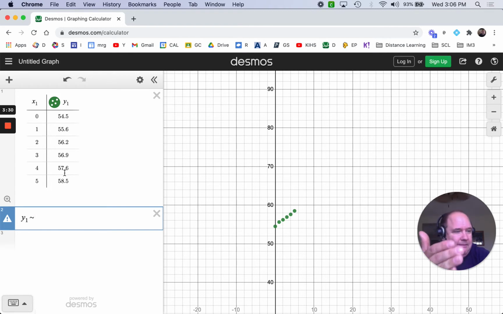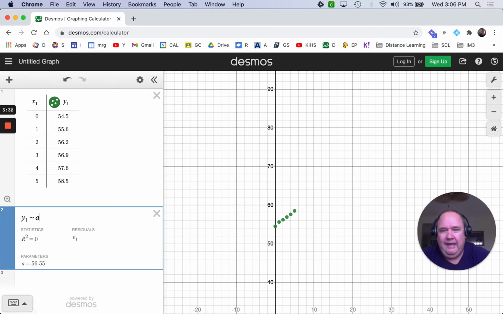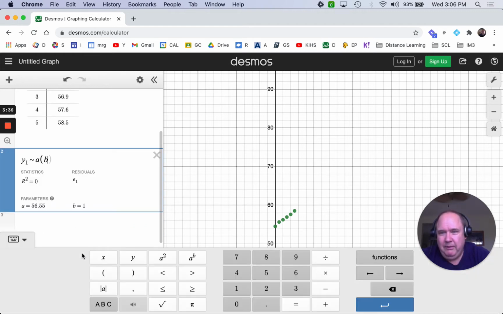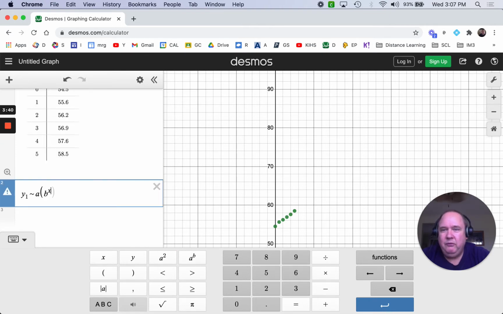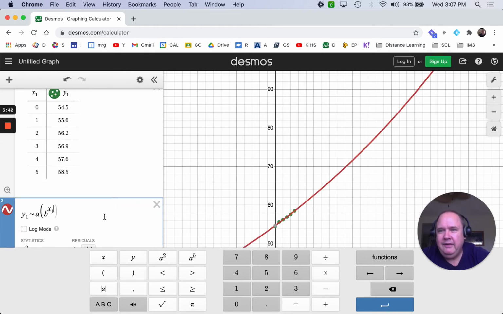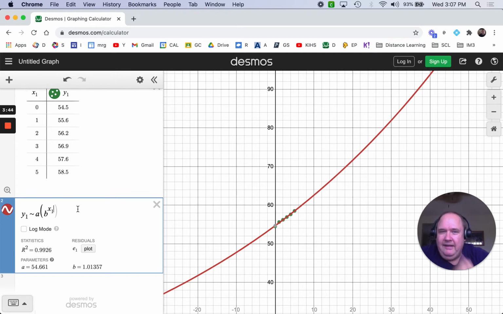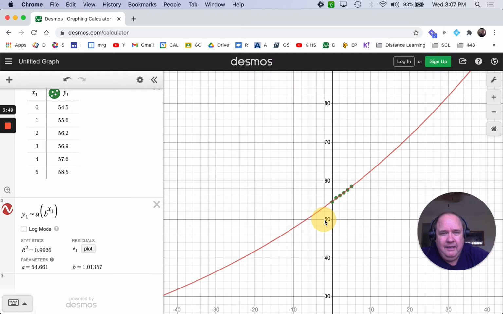And then I'm going to type in an exponential, which is a times b. I do need the keyboard for the exponent. And then in the exponent, I'm going to put x1. So there is an exponential model. Notice it actually graphed it here for me. And notice how the line goes through the green points to create that exponential curve.